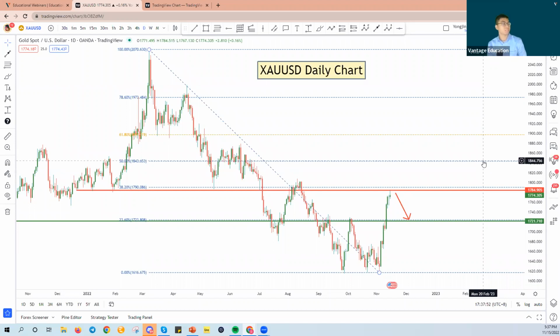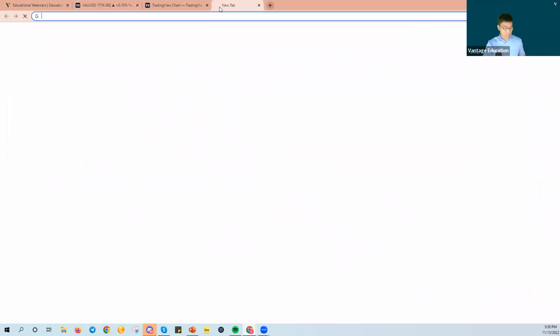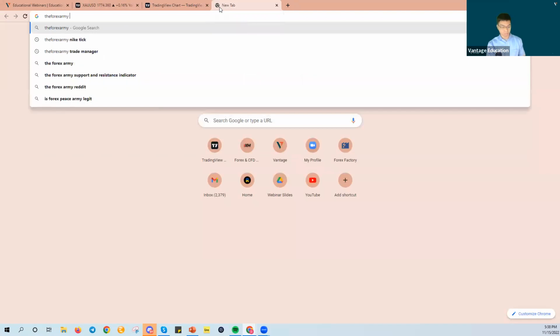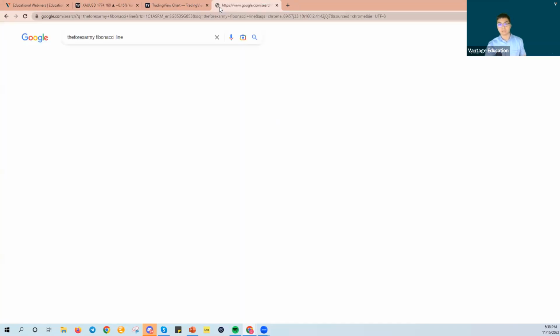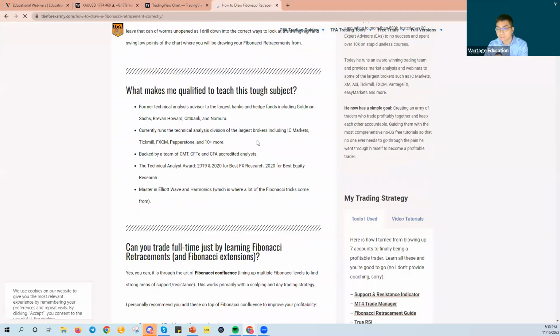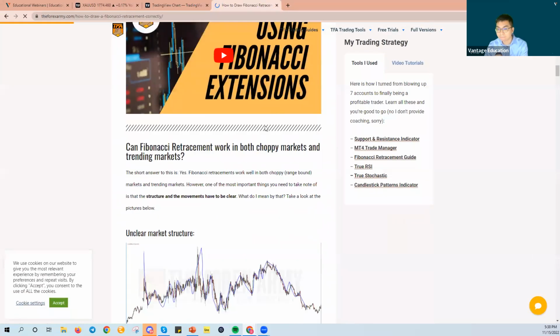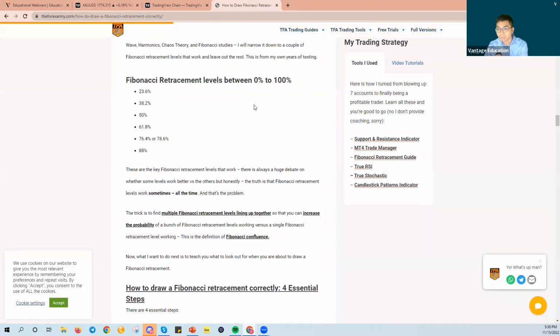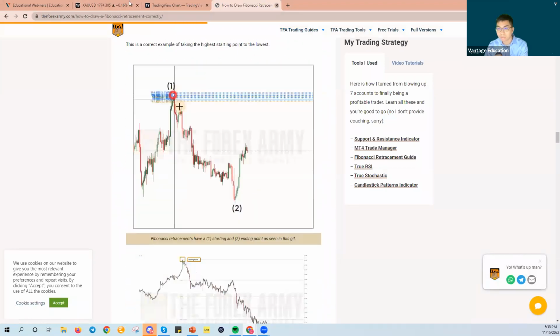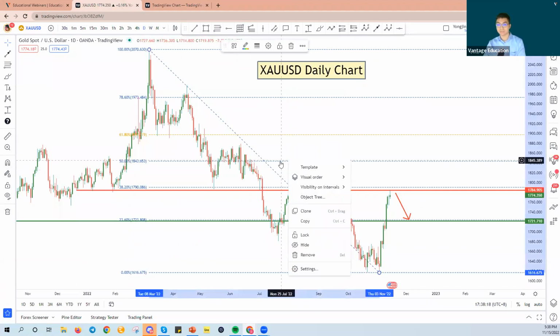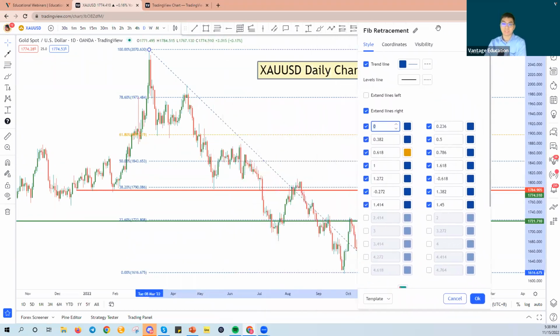Hi, why negative 27.2 and not negative 23.6? Well, these are the default settings. So we are actually using the Forex Army Fibonacci line. I think they set these settings. It's okay. Just follow these settings, everything will make sense. Just follow these settings, not minus 27 and not negative 23.6.